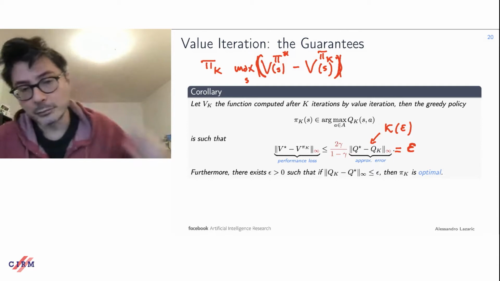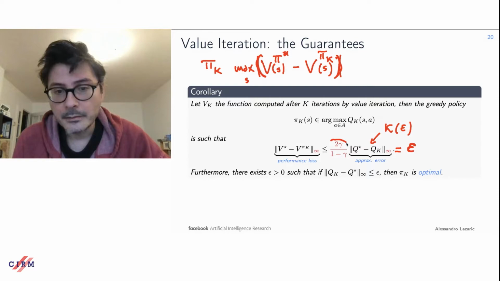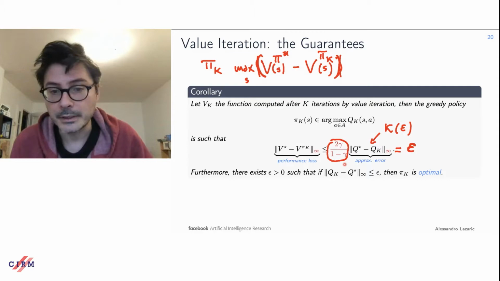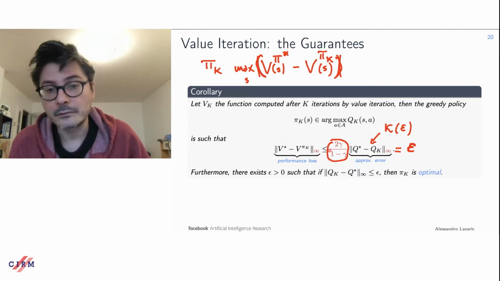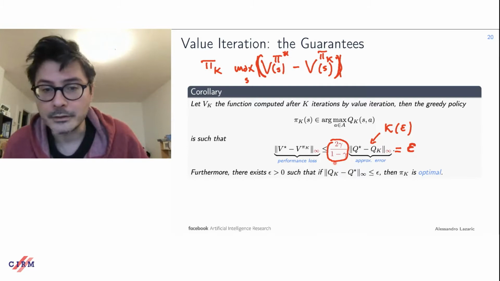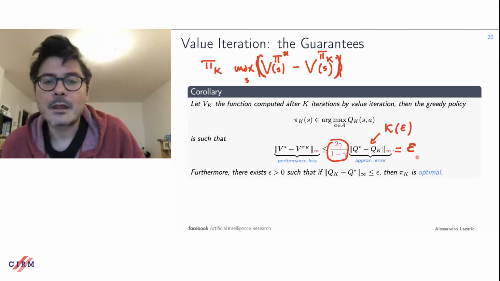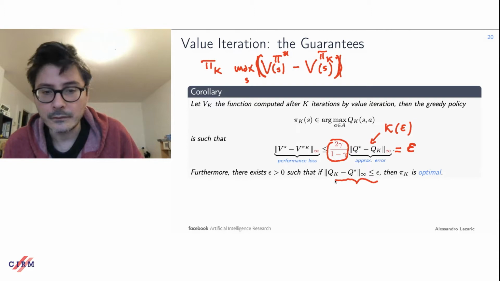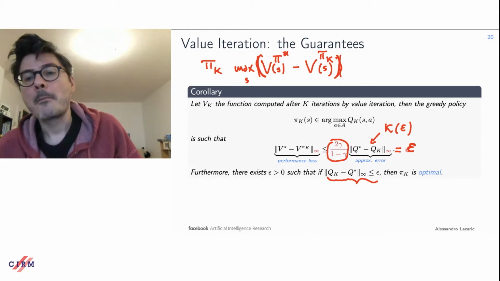The less cool part of the story is that this epsilon will be amplified by this number here. Why do I say that it's amplified? Well, look at the denominator here. Gamma is strictly smaller than 1, and so 1 minus gamma is always smaller than 1. 1 over 1 minus gamma means that it's bigger than 1. And so this is always bigger than 1, which means that if I stop after reaching an accuracy in this sense of epsilon, my performance loss might be bigger than epsilon.